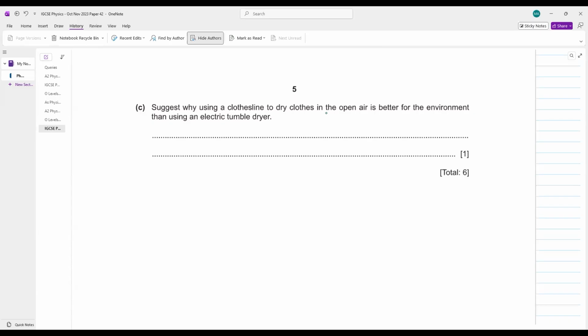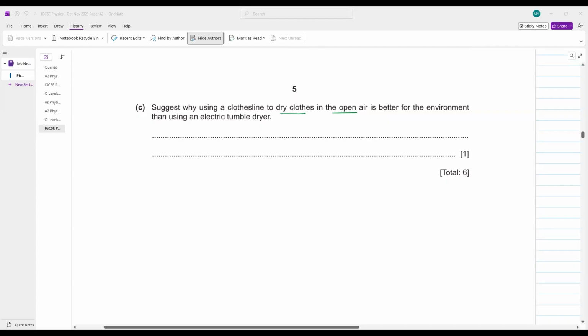In the open air is better for the environment than using an electric tumble dryer. Why is keeping the clothes in open air to dry much better compared to using an electric tumble dryer? So if you realize, if we place the clothes in open air, we are not using electricity. Hence, we are not using fossil fuels.